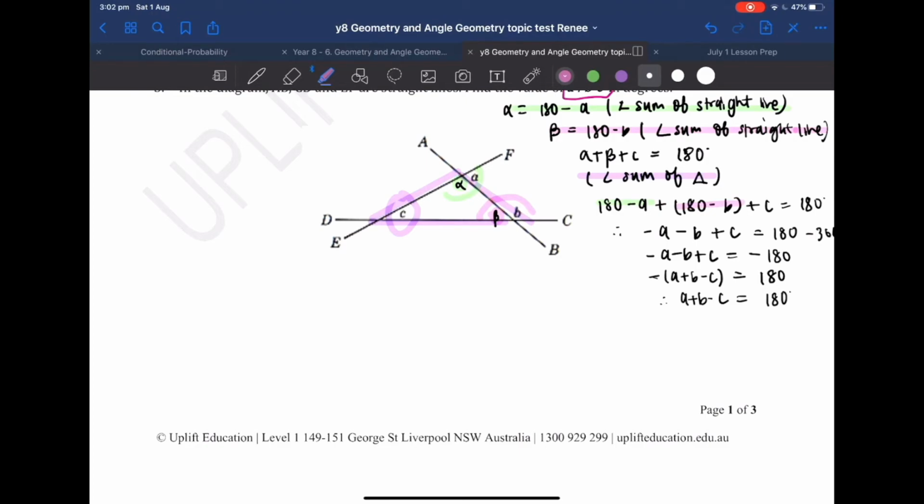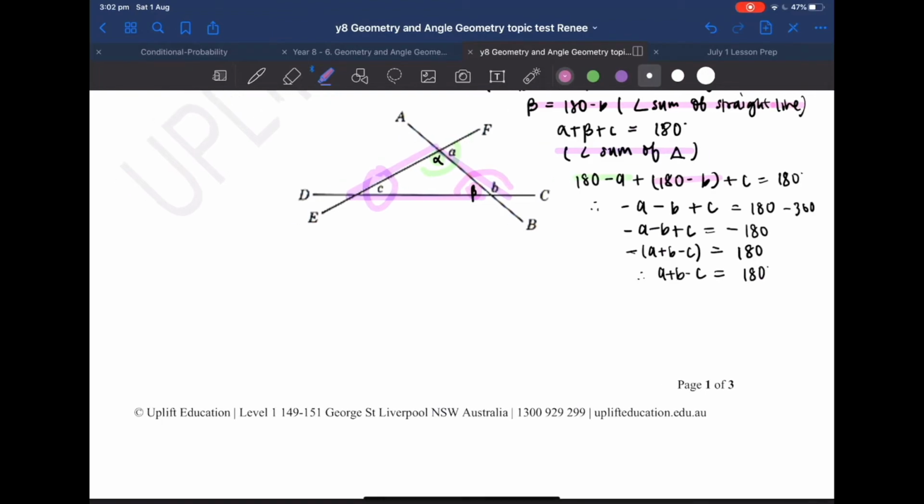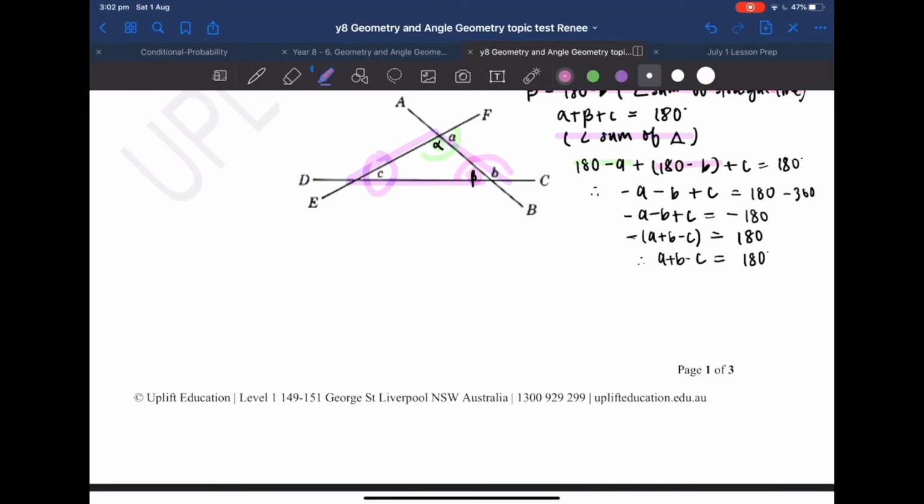And so I have 180 minus a plus 180 minus b plus c equals 180 degrees using angle sum of triangle. Then I moved all of my numbers to one side and kept all of my letters on one side. So I had minus a minus b plus c equals 180 minus 360, and I got minus a minus b plus c equals minus 180. Then I factorize out minus 1, and I get minus 1 on the outside, and then a plus b minus c inside my brackets equals minus 180 degrees. And then you can get rid of the minus from both sides, and you get a plus b minus c equals 180 degrees.